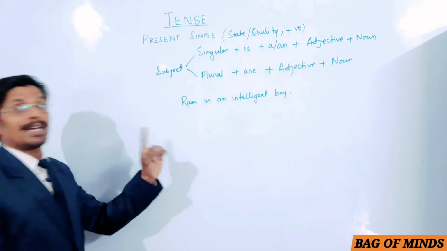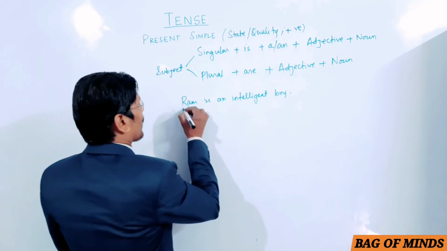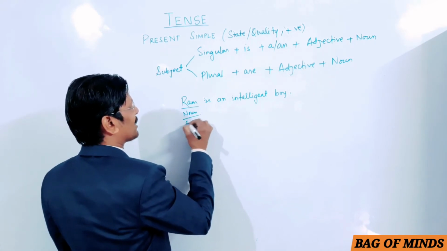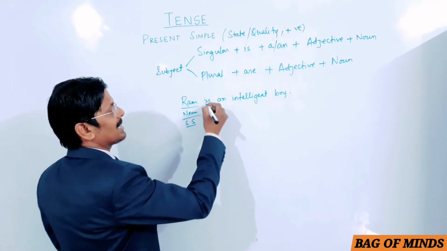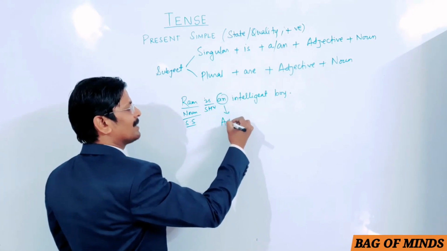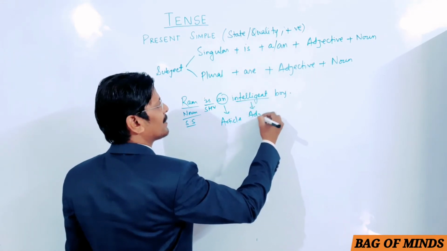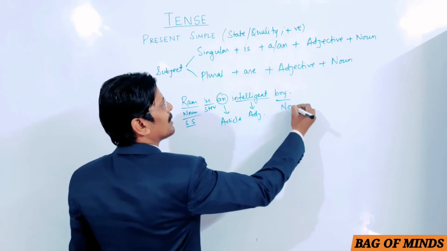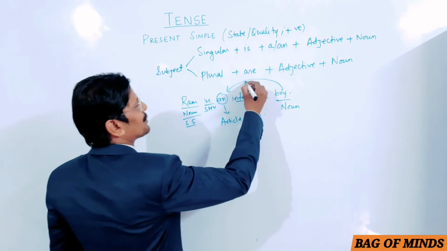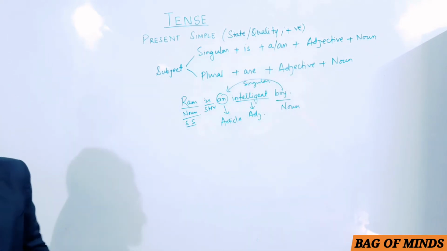So here I am talking about the quality of Ram. That is why I have used here Ram is my noun, and this noun is my singular subject denoted by SS. This is my singular helping verb. An is my article. Intelligent is my adjective, and boy is my noun. Since this boy is in singular form, this is why I have used an here. I hope this thing is clear to you all.